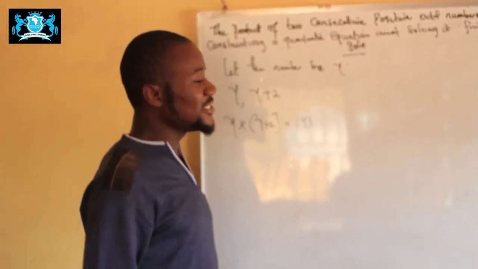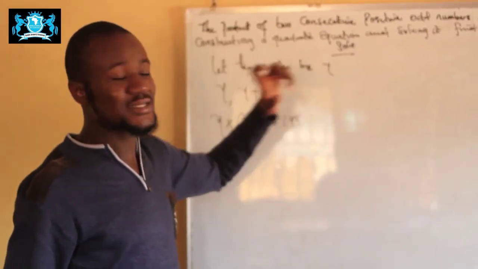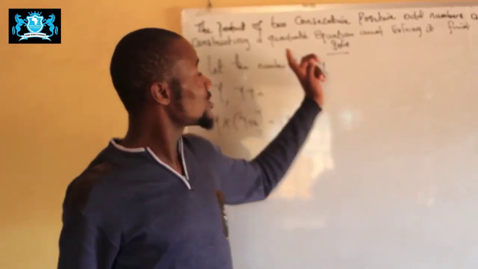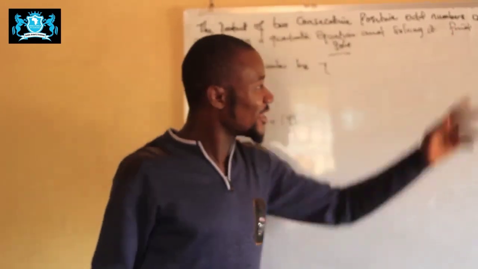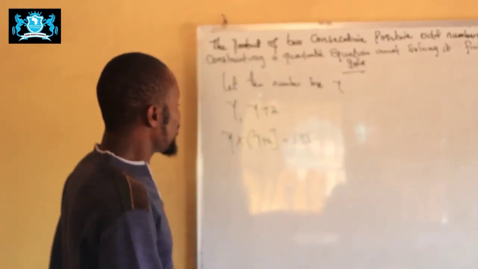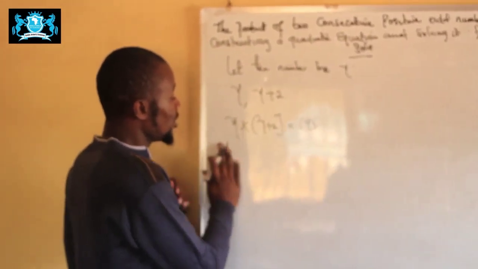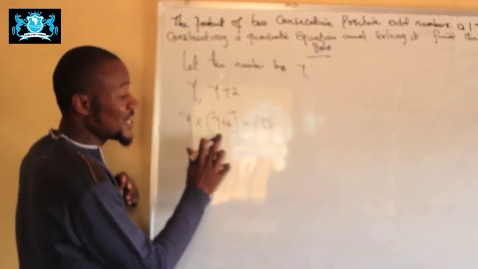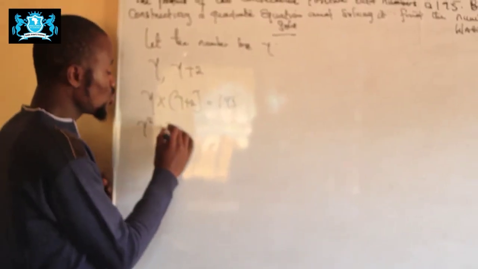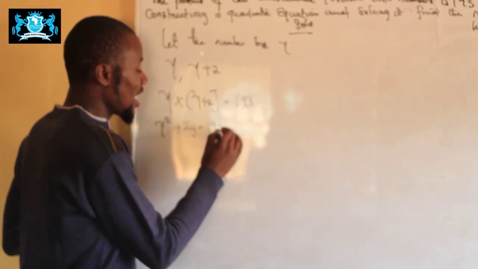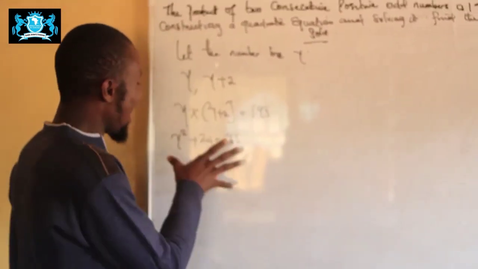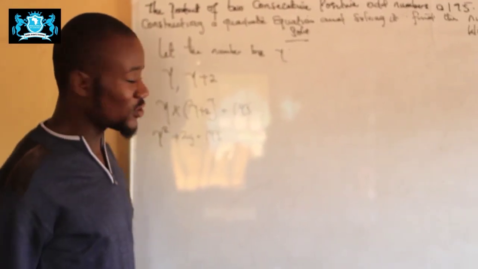Now definitely the person that set this question knows that it will lead us to a quadratic equation. That's why it says by constructing a quadratic equation and solving it, find the numbers, not the number. Now we open the bracket: y times y gives y raised to power 2, plus y times 2 is 2y, is equal to 195. And this is a good example of a quadratic equation.